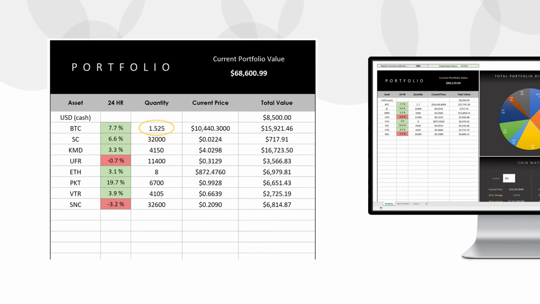Just like the regular version, Cryptosheet Lite then tells you the total value of each cryptocurrency that you own and the current value of your portfolio based on current price data downloaded to the spreadsheet.